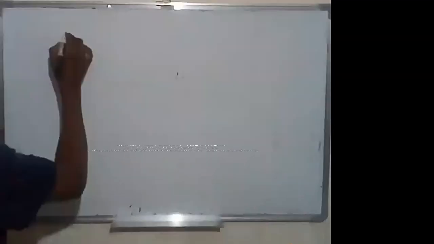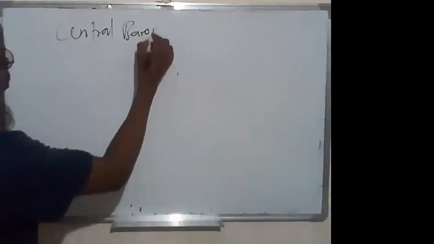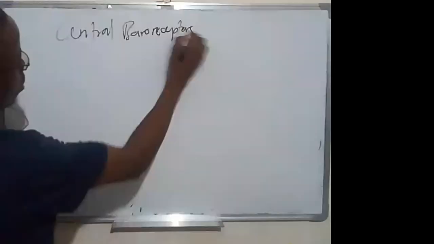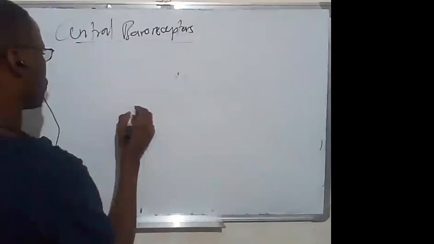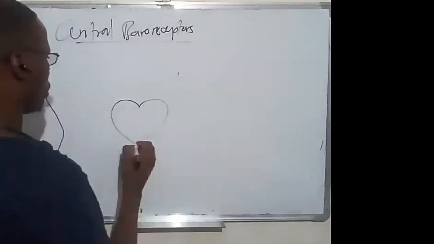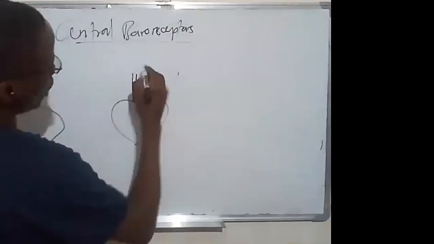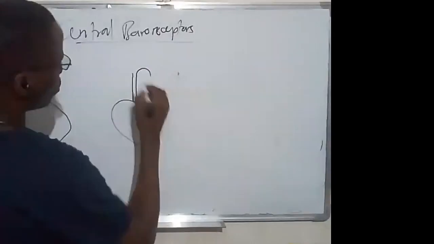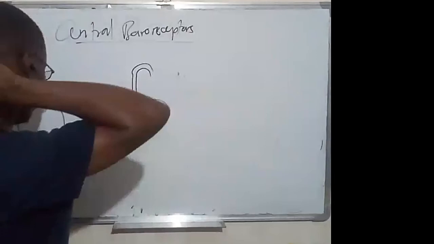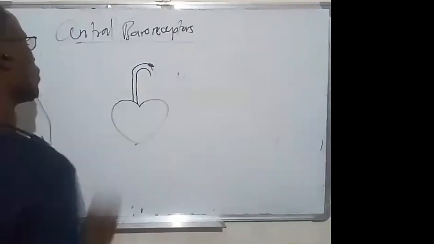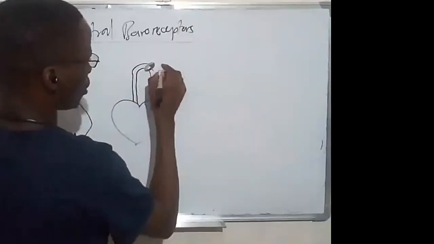Called central baroreceptors. Okay, central baroreceptors. So if this is the heart, then we have the aorta, the ascending aorta. The ascending aorta is going to make an arch like that. Now, just somewhere right there, we have what is called a baroreceptor here.